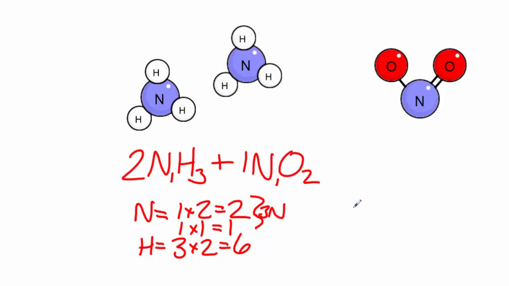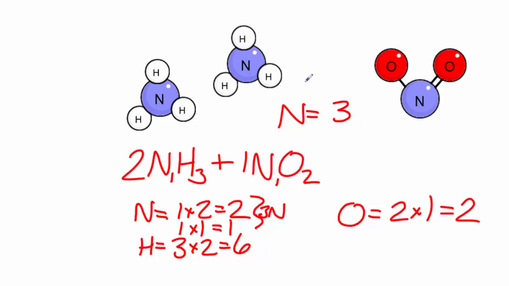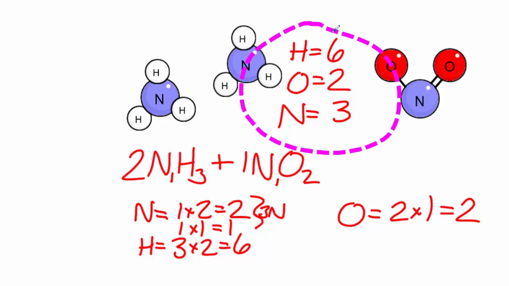All right, and then oxygen. There's 2 oxygen times 1 for a total of 2. So in total, if we added them all up, in nitrogen there are 3, in oxygen there are 2, in hydrogen there are 6. So right here is my answer.